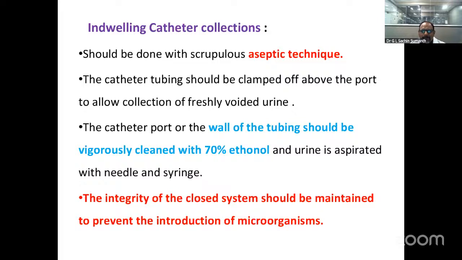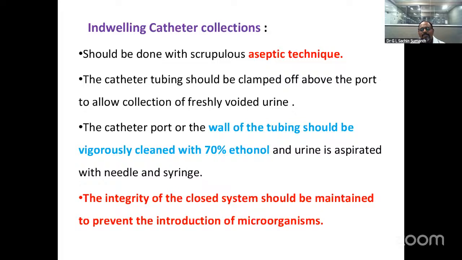So scrupulous aseptic technique is necessary for collecting urine samples from these patients. What we can do is clamp the Foley's catheter above the port. Then we cleanse the wall of the tubing vigorously, where we need to take the sample, with 70% alcohol, and the urine is aspirated with a needle and syringe.